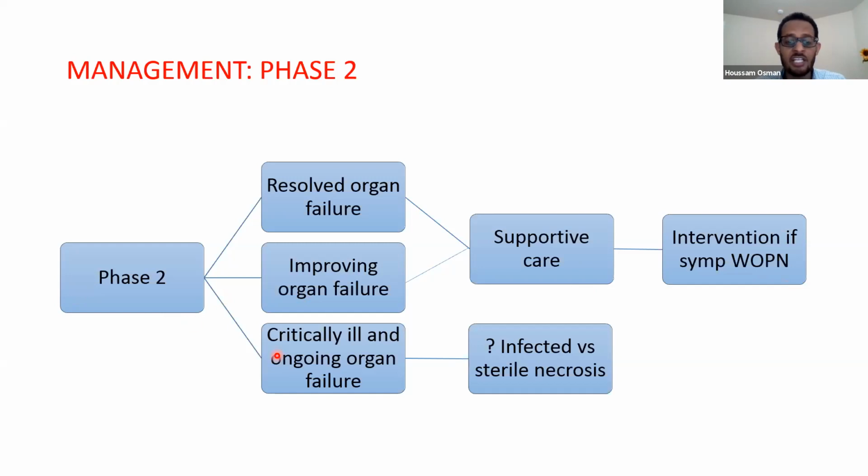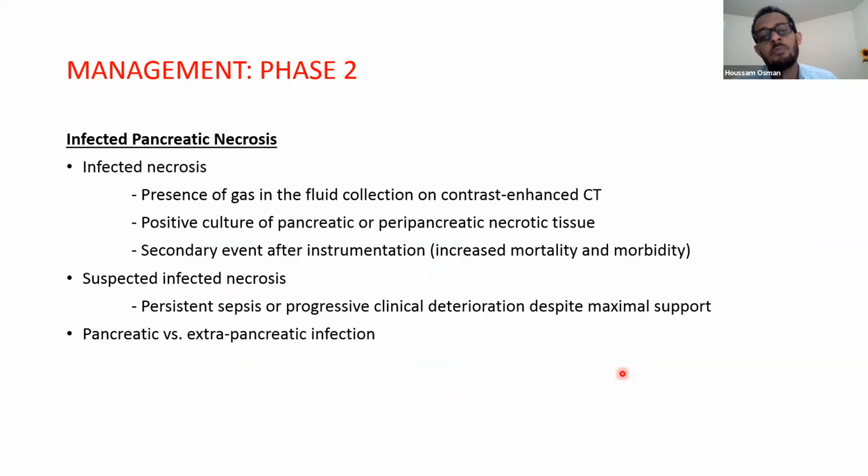The other thing, the patient can continue to be critically ill, and these are the patients we want to talk about, because we have to define whether they have infected necrosis at this time, which was Dr. Mohamed Ali's question. So how do you make the diagnosis of infected necrosis? We make the diagnosis of infected necrosis on CT scan if they have gas in the fluid collection. We do a CT scan and we see air in the pancreas and the patient is acting sick, they have infected necrosis. The other thing is a positive culture of pancreatic or parapancreatic necrotic tissue.